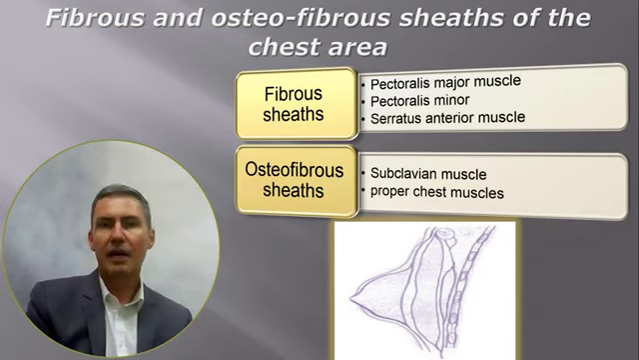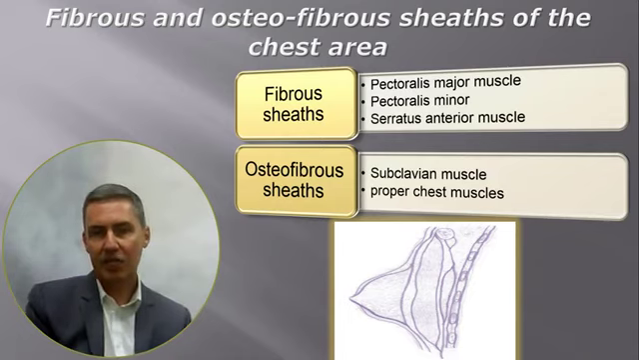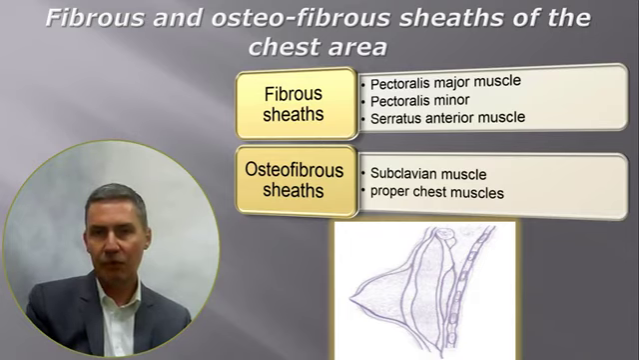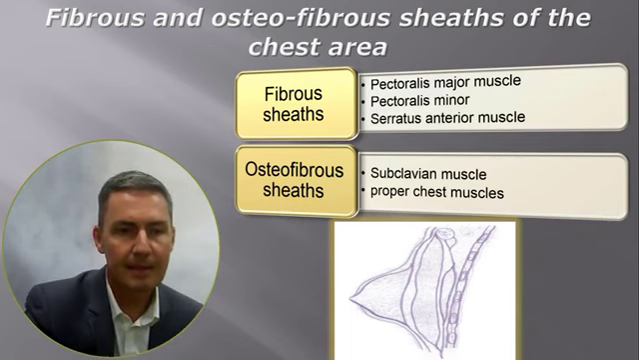Osteofibrous sheets are formed around the subclavian muscle by the proper fascia and the clavicle, and also around the intercostal muscles, because the fascia is attached to the ribs and forms these osteofibrous sheets for the intercostal muscles.